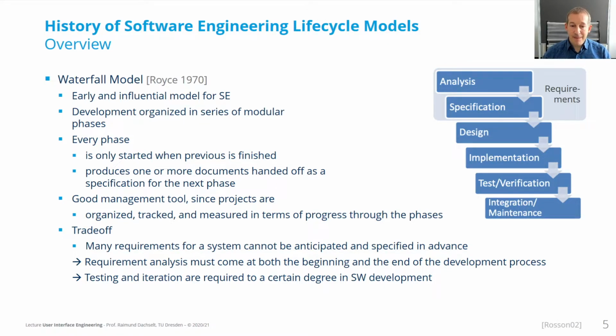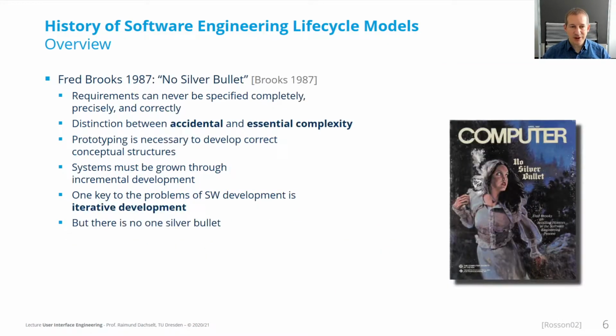So the requirement analysis should not just be at the beginning, but should be repeated or revisited later on. That's very important. And also testing and iteration are required to a certain degree in software development. That means the idea to only test the system after it was finally implemented is a bad one, because already earlier in the design and early implementation phases, of course, you might face problems and then you have to go back to that. So iteration was not built in this waterfall model because it's just going down, but it was influential.